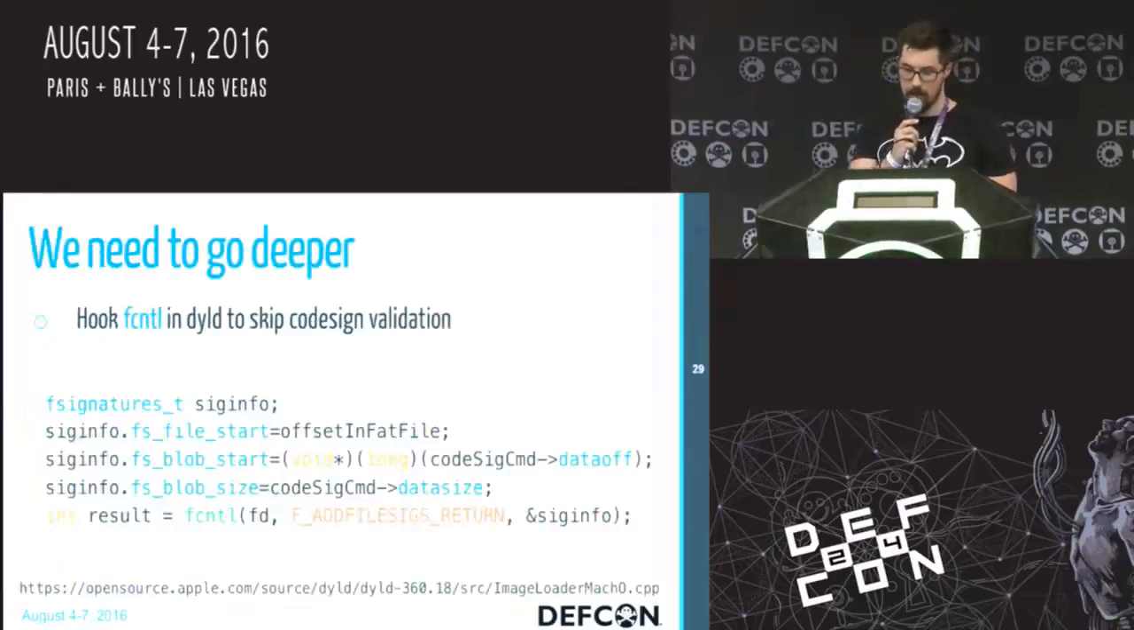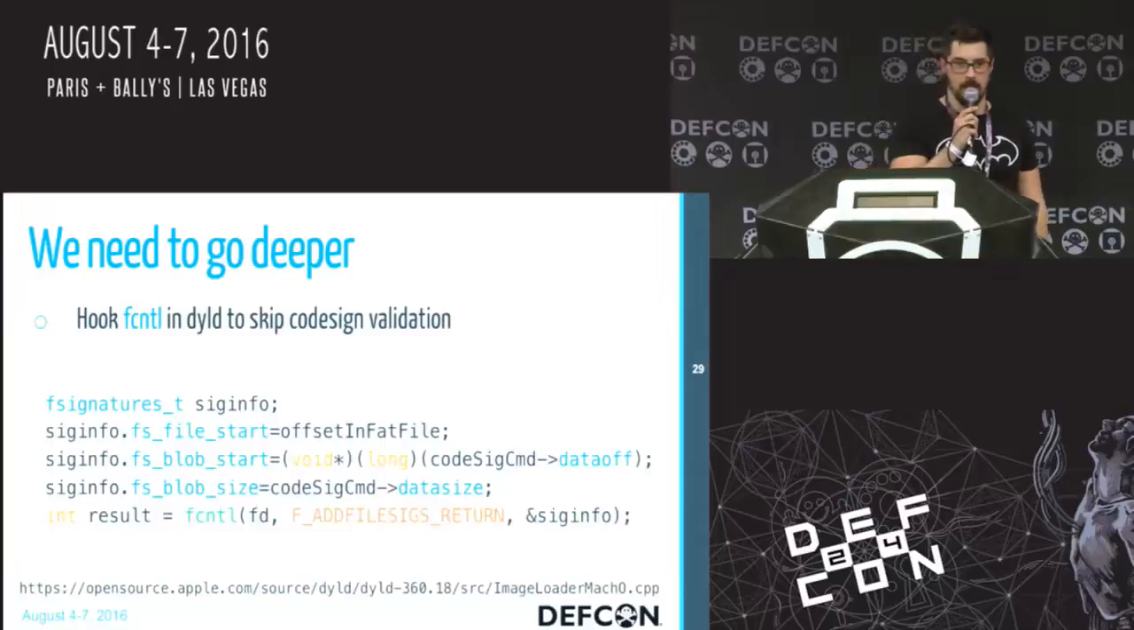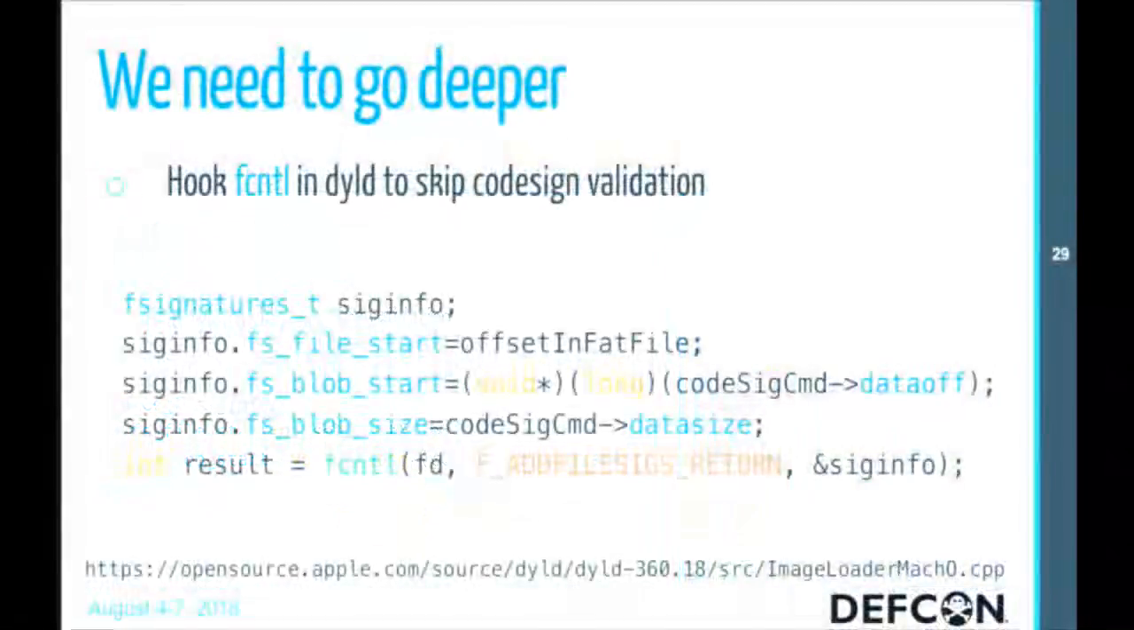But I wanted to go deeper. So I started playing with the dynamic linker. As you remember, the dynamic linker is a part of the process, and it's responsible for mapping the segments in memory, loading the code signature blob from disk, and even forcing the kernel to do the actual code sign check. It relies on the fcntl syscall for loading code signatures.